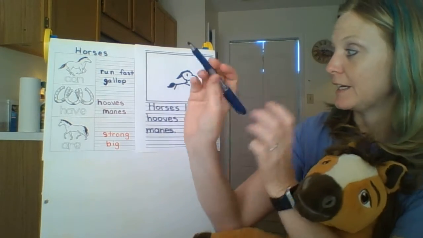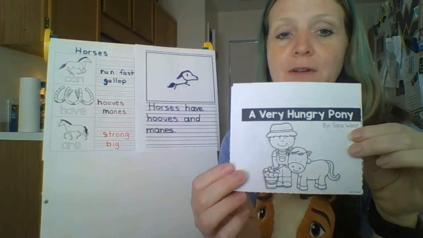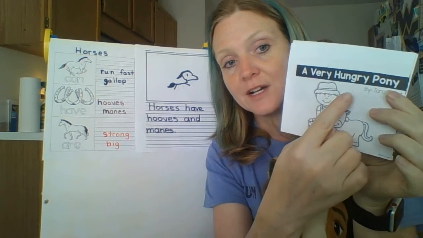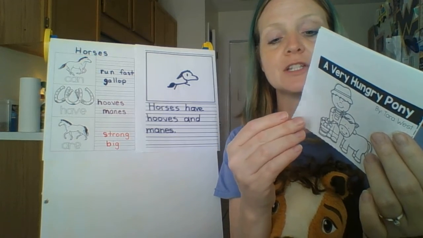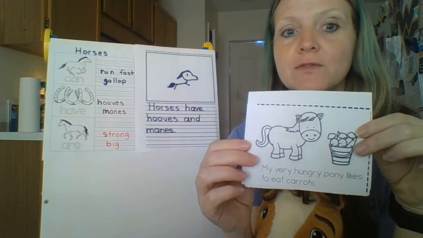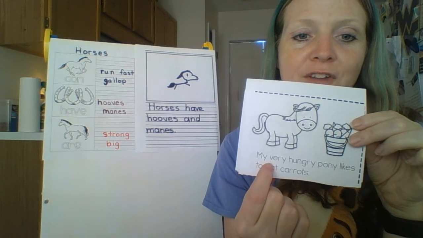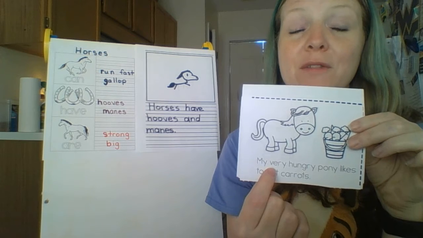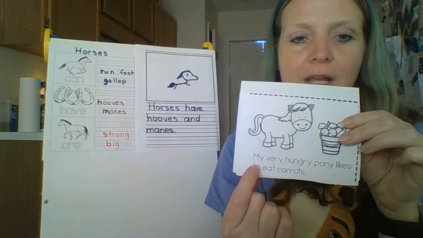All right, so next, I want you guys to also look at your little story that came with your packet today. It's called A Very Hungry Pony. So I want you guys to try to read it with your parents. I'm going to read it with you really quick. And I want you to keep looking for this word in there. Very. Very starts with the letter V. So it's going to be easy to find it on each page. When you find the word very, color it yellow for me if you have a yellow at home.